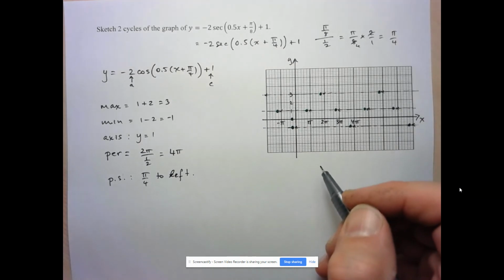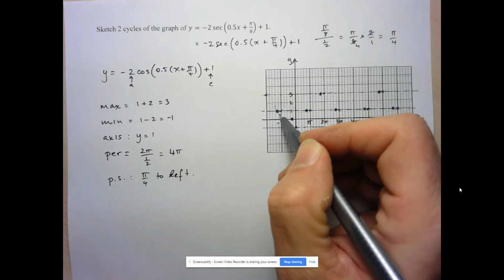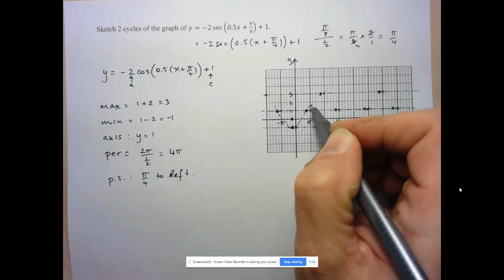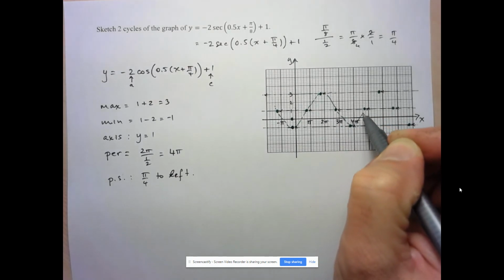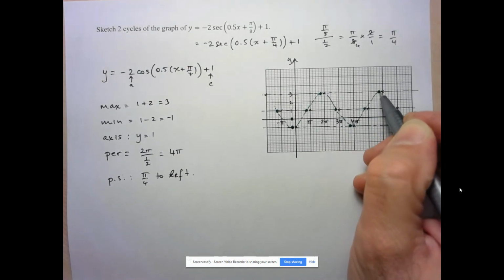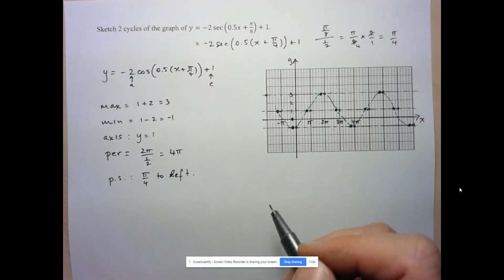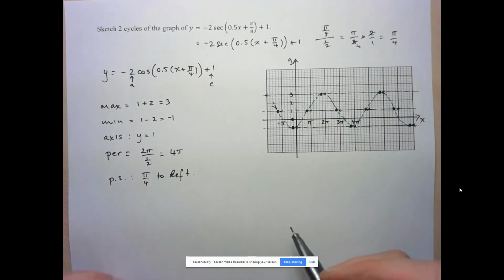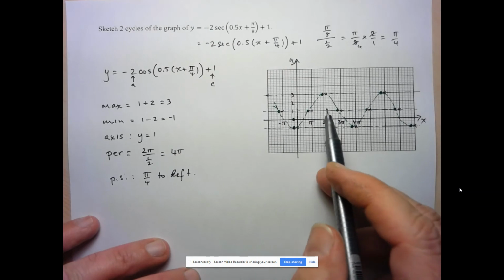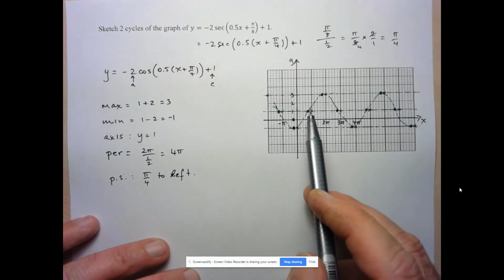So notice here, I'm setting myself up to draw 2 cycles. Now I'm going to draw it pretty lightly here: we've got our cosine function. We'll see in a minute why it's not exactly necessary to draw the cosine function, but it does give us a nice starting point, because in the end, what's important are all these points that I've drawn.